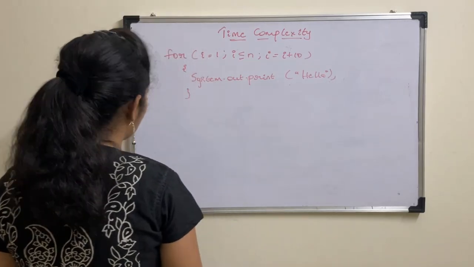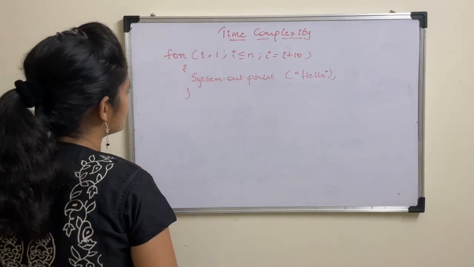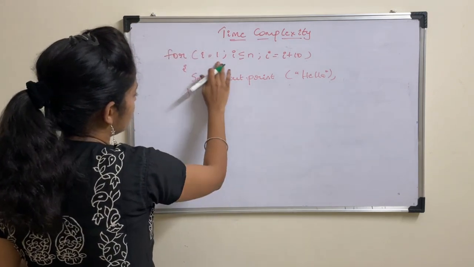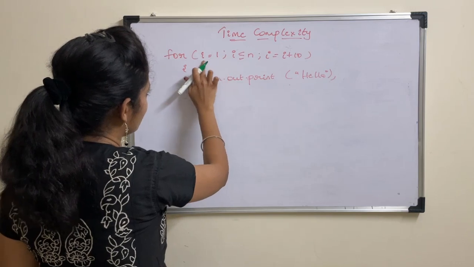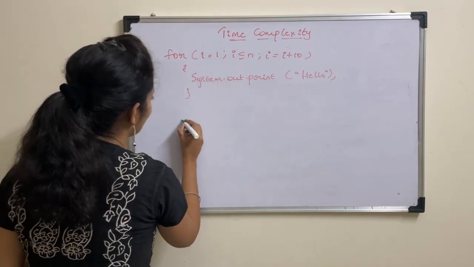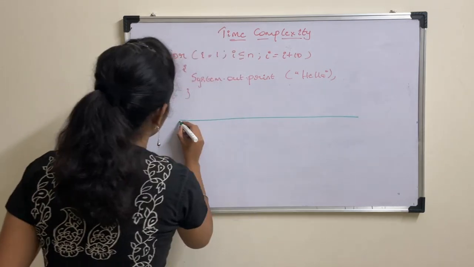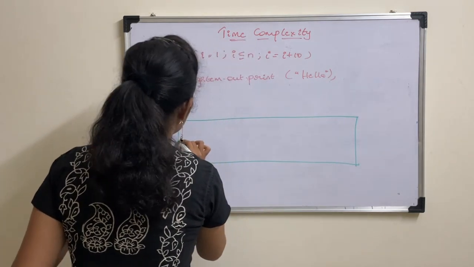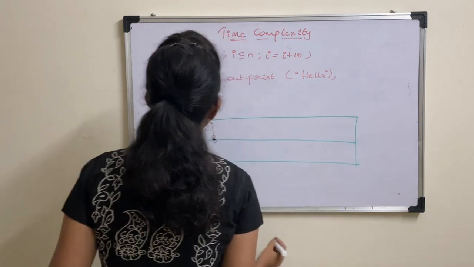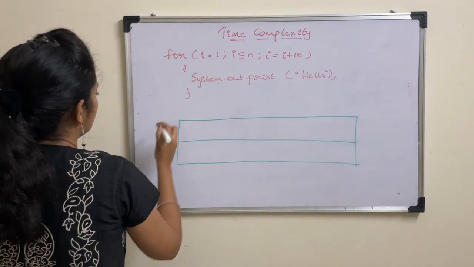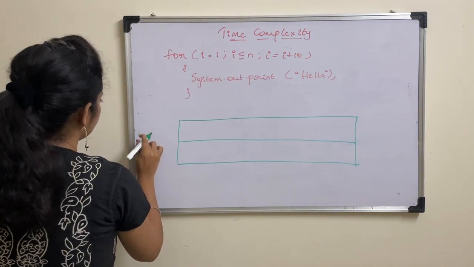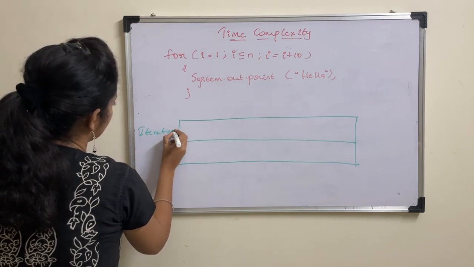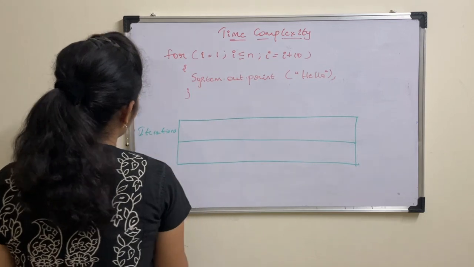So here we'll see one more example for time complexity. In this case, first you need to take this loop. So check I value and you can draw one table for better clarity. So what are the things to be considered here? First one is iterations.